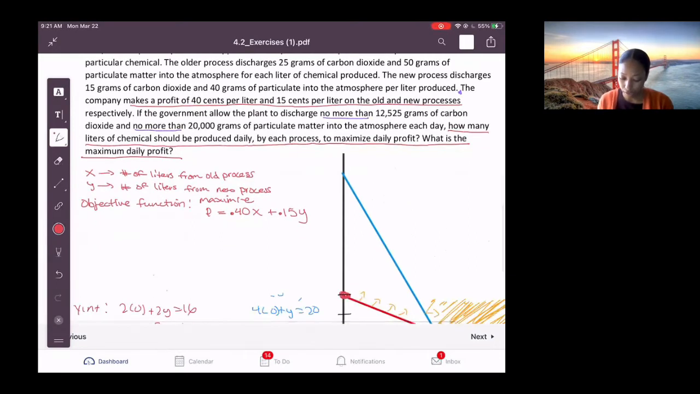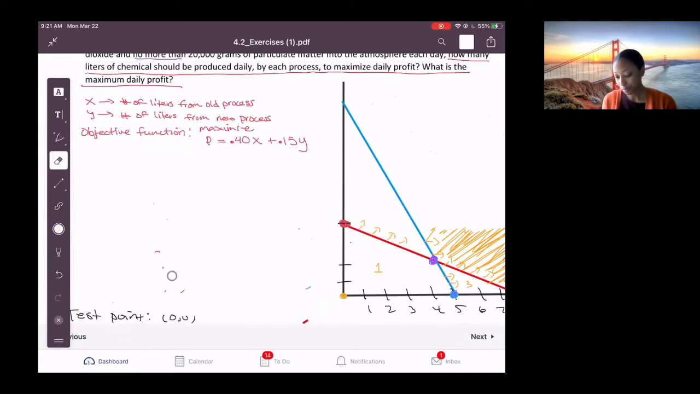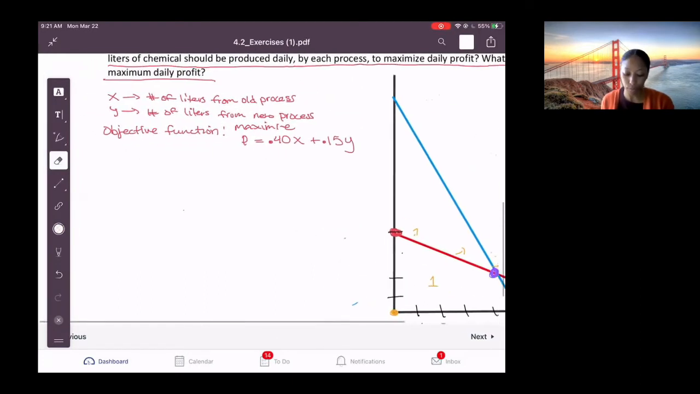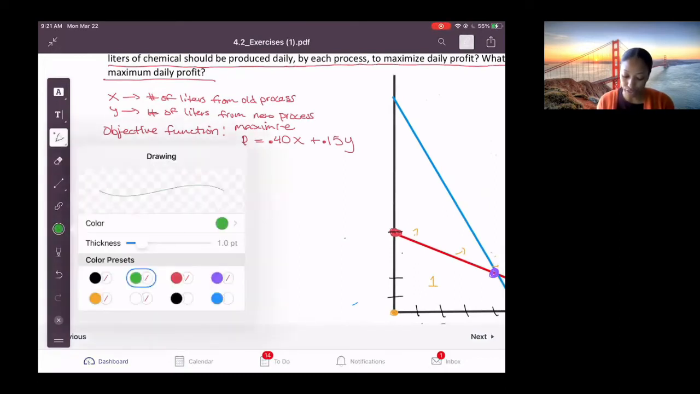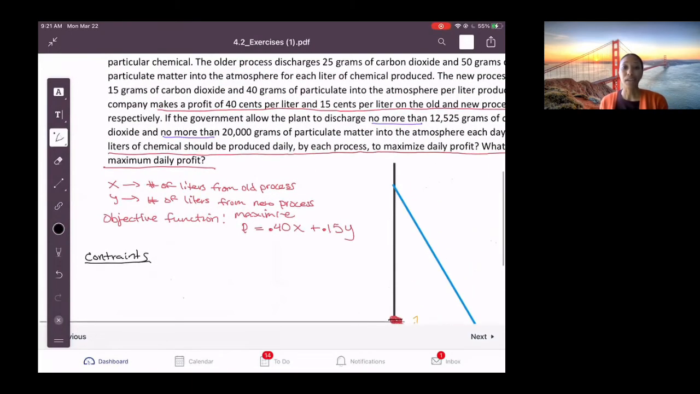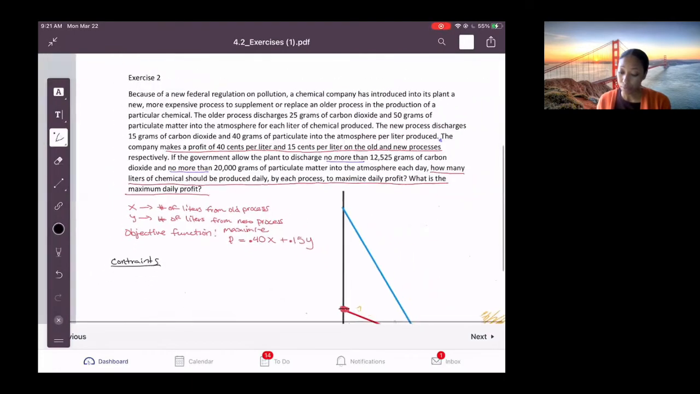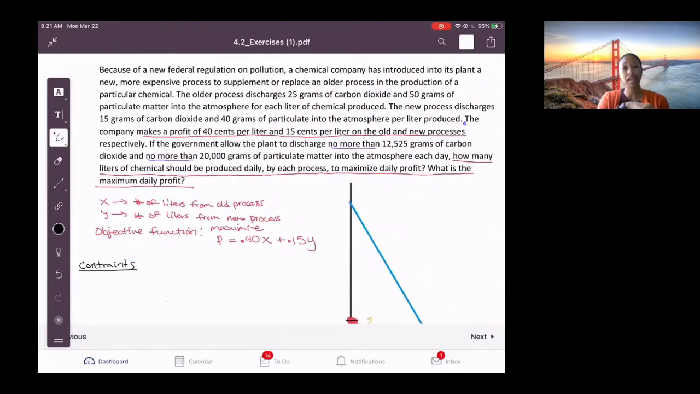All right, then from here, oh wait, I have stuff down here that I need to still erase. All right, don't pay attention to that graph. We won't be using that. From here, we want to come down and list out our constraints. So what do we have constraints on? We have constraints on the amount of pollution that we can have: the carbon dioxide and the particulate matter.